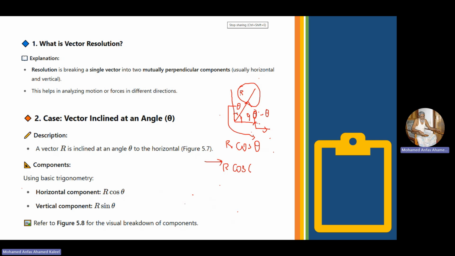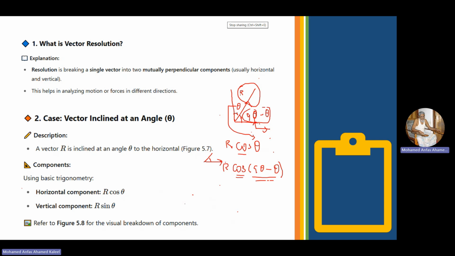Cos. What is this angle? Don't put the theta. Put 90 minus theta. We are using cos always. If you are using the cos always, remember that the angle should consider the direction and the force. The angle you have to put here is only the angle in between the direction and the force.